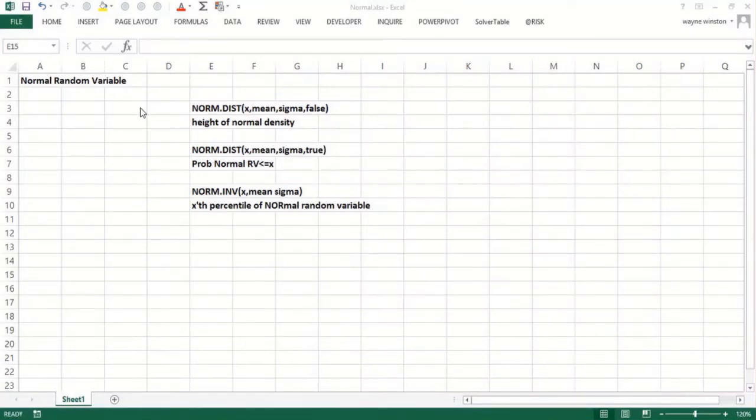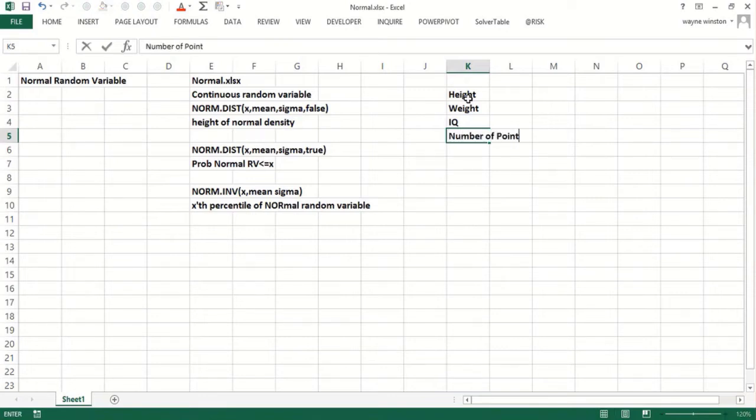In this video, we'll begin our discussion of the normal random variable. Our file is normal.xlsx. So this is a continuous random variable. It can assume any value on an interval. And what are some things that follow a normal random variable? Well, height, weight, IQ, number of points an NBA team scores in a game.